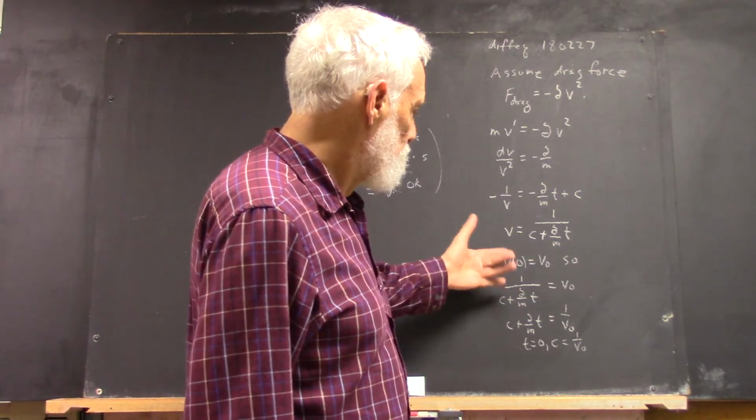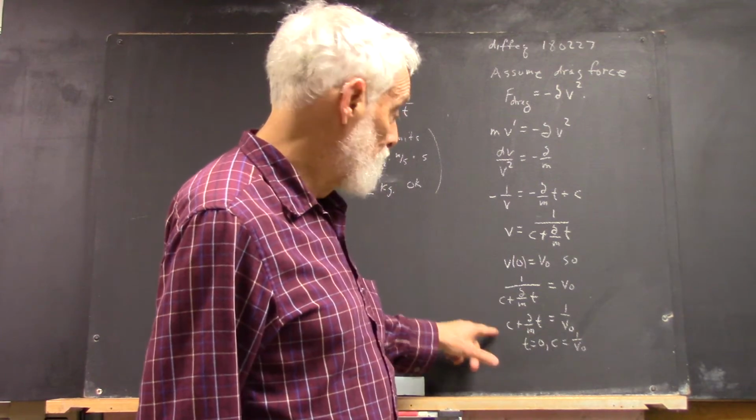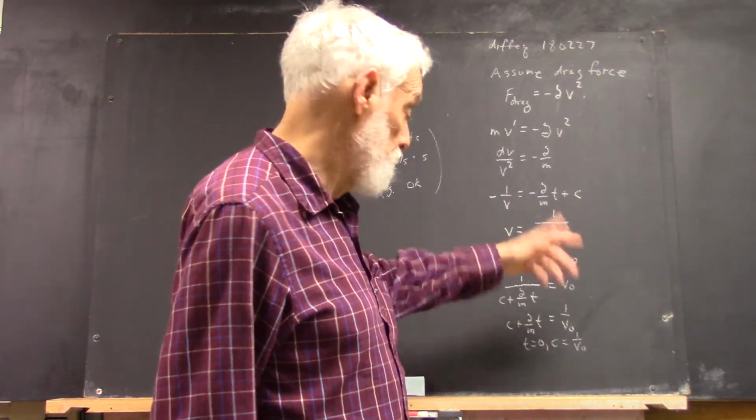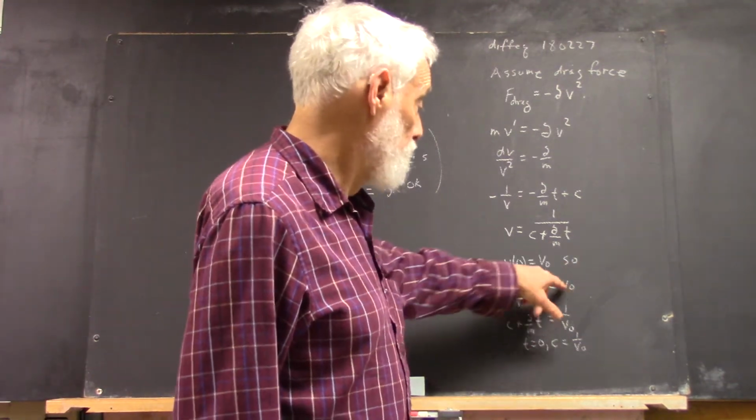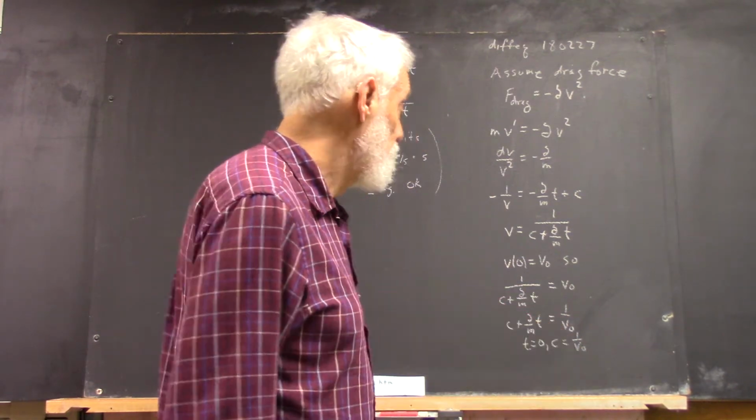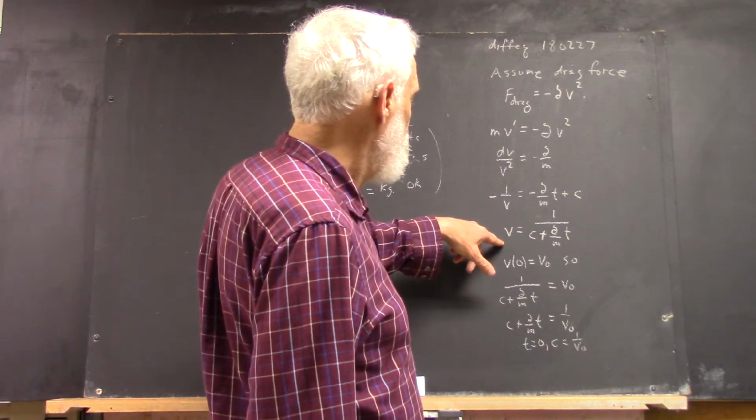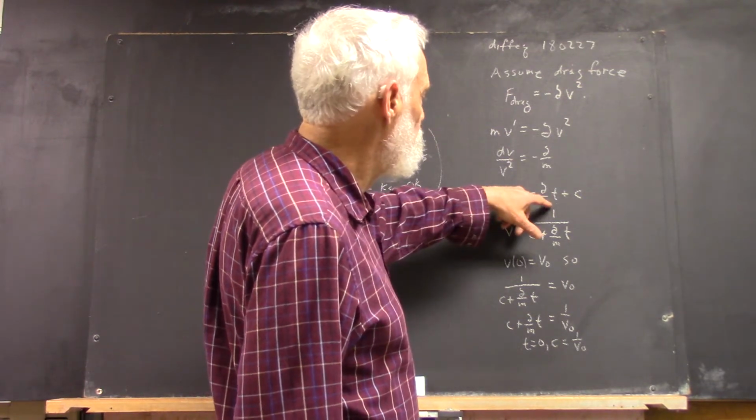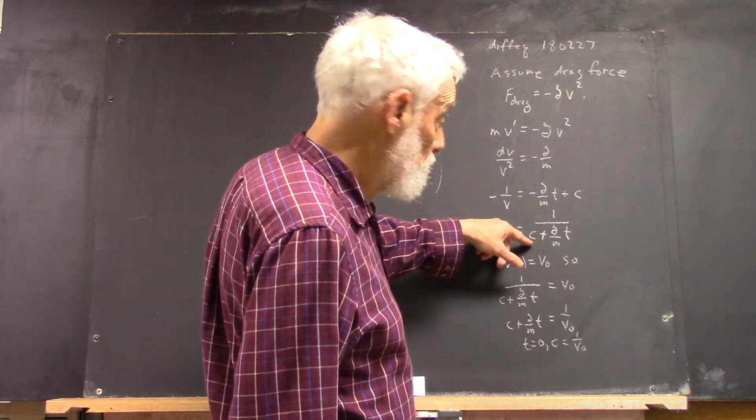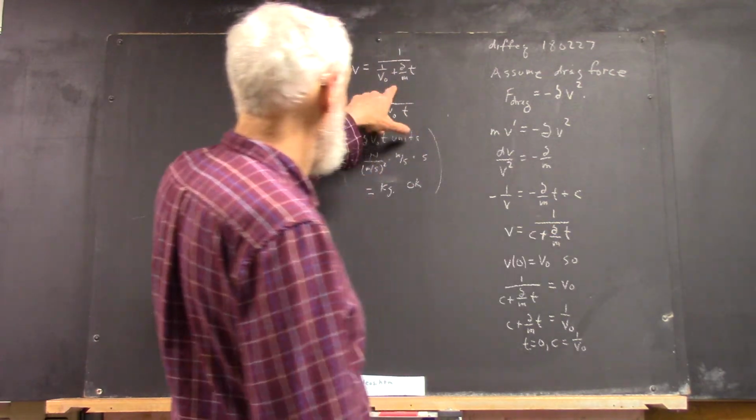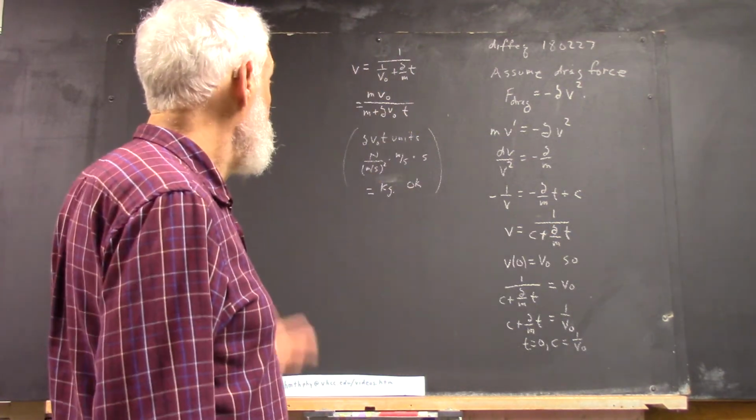And then I took the reciprocal of both sides, and I got this, and now T is 0, which I should have used in the beginning, so that C is 1 over V naught. So our solution becomes V equals 1 divided by C, which is 1 over V naught, plus the delta over M T, which is here. And then we simplify it.